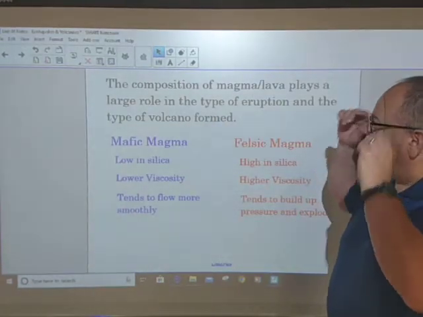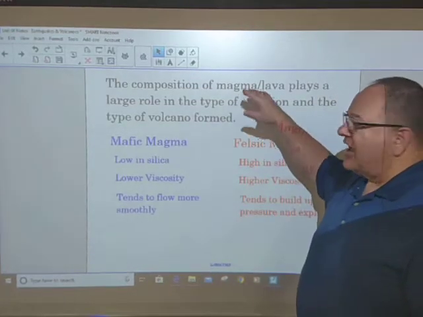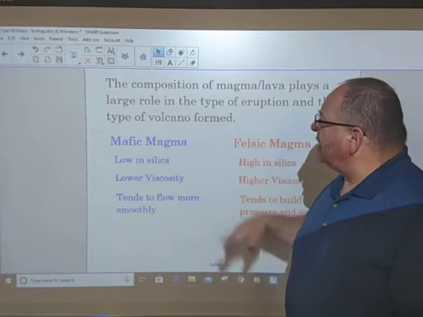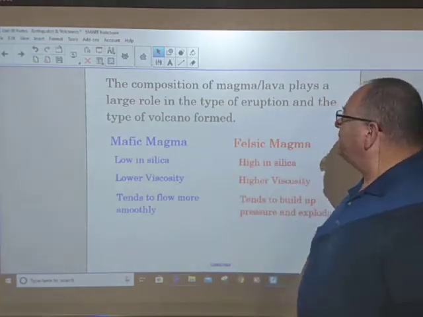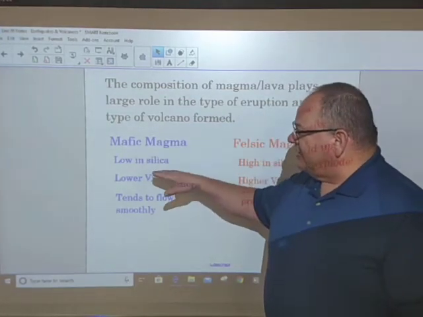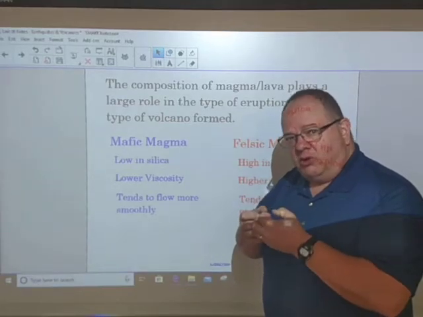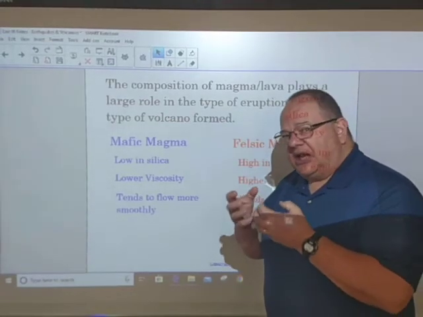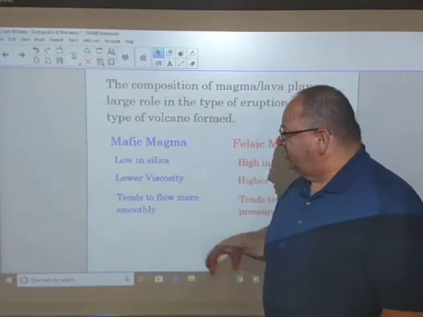So let's review a little bit about magma and lava. Remember, magma and lava both refer to melted rock. Magma is below the surface of the earth. Lava is out on the surface of the earth. Mafic is magma that's low in silica. Silica is a specific mineral. It's got silicon and oxygen. Mafic magma doesn't have as much of that.